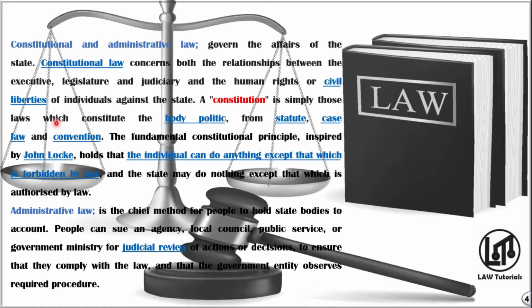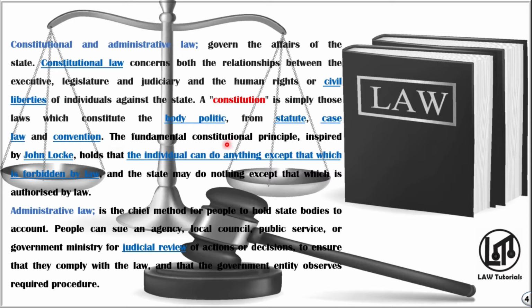Let's look at constitutional and administrative law. Constitutional and administrative law govern the affairs of the state. Constitutional law concerns both the relationships between the executive, the legislature, and the judiciary, and the human rights or civil liberties of individuals against the state. A constitution is simply those laws which constitute the body politic, from statute, case law, and convention.